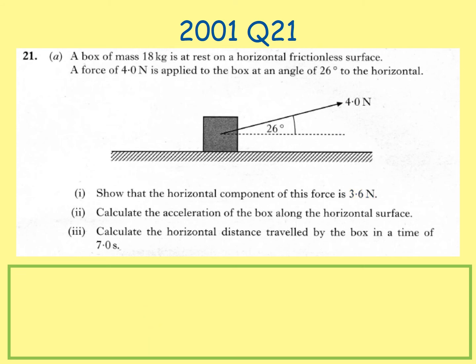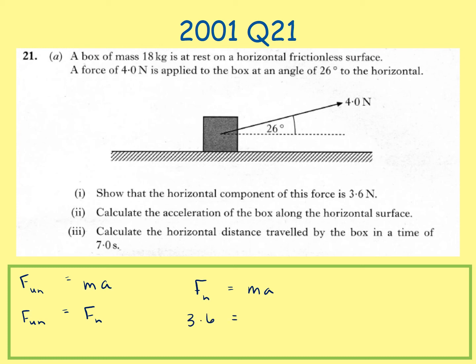Let's look at part 2. Calculate the acceleration of the box along the horizontal surface. So we already know that the horizontal component of the force is 3.6 newtons, and to calculate the acceleration, we want to be using the equation our unbalanced force equals mass times acceleration. It's a frictionless surface, so our unbalanced force is going to be equal to our horizontal component of the force. We haven't got any friction acting against it. Therefore, FH equals MA.